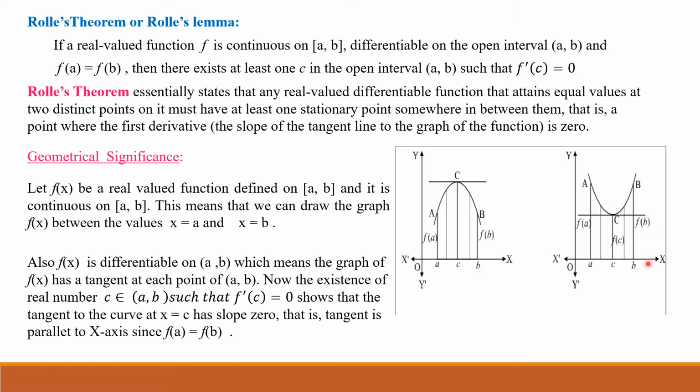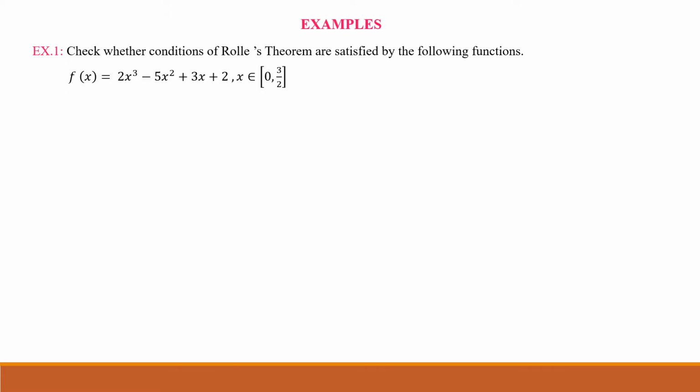parallel to x axis. Also f of x differentiable on open interval ab, which means the graph of f of x has tangent at each point of ab. Now the existence of the real number c belongs to ab such that f dash of c is equal to 0. Here is the point c, here the tangent is drawn. Shows that the tangent to the curve at x equal to c has a slope 0. Here is slope 0, that is the parallel to x axis. Tangent is parallel to x axis. Its value is equal, f of a equal to f of b.